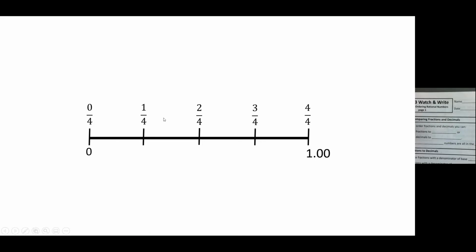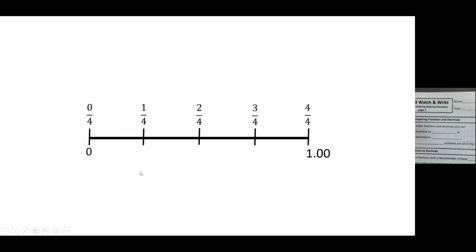So if you think about, remember I told you all fractions are division problems. So this is 1 divided by 4, 2 divided by 4, 3 divided by 4, 4 divided by 4. 4 divided by 4 is 1. 4 can fit into 4 one time. Well, if I do 1 divided by 4, I'm going to get a decimal.